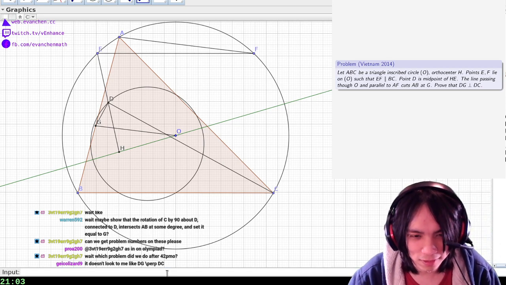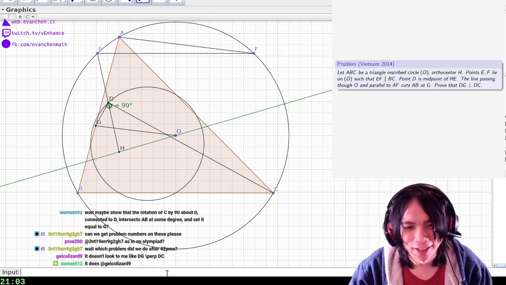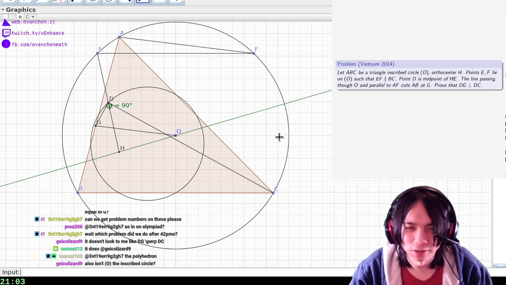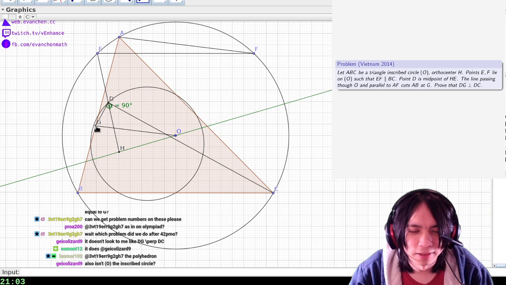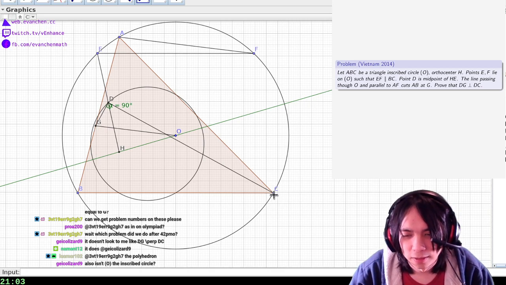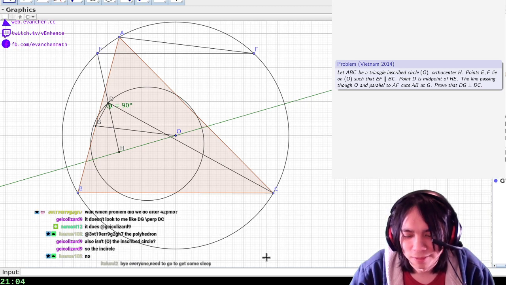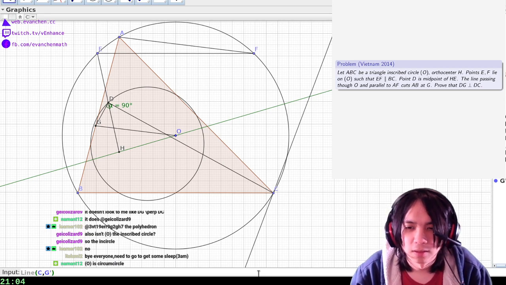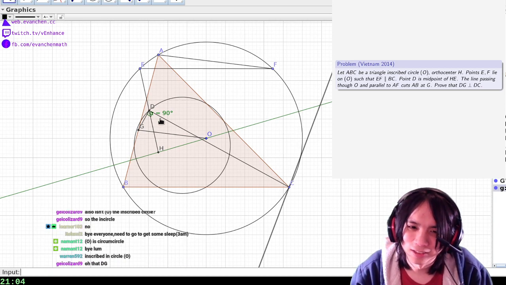It doesn't look like it. I think it should. Anyways, what I'm trying to do is rotate G by 90 degrees to get a point like G prime. I don't know why it's not letting me. Is it just off screen? Oh, it's just off screen. How is it that far? It doesn't look that far.